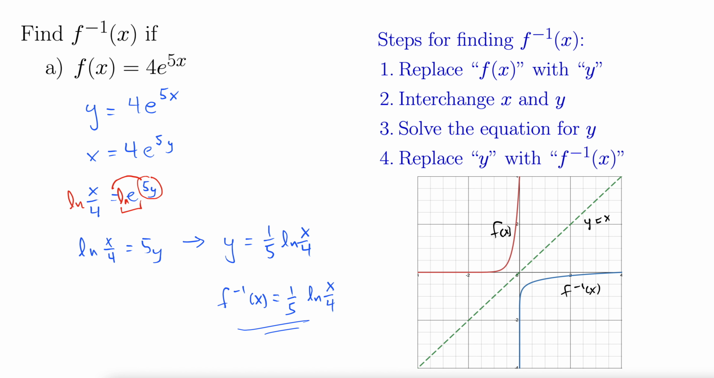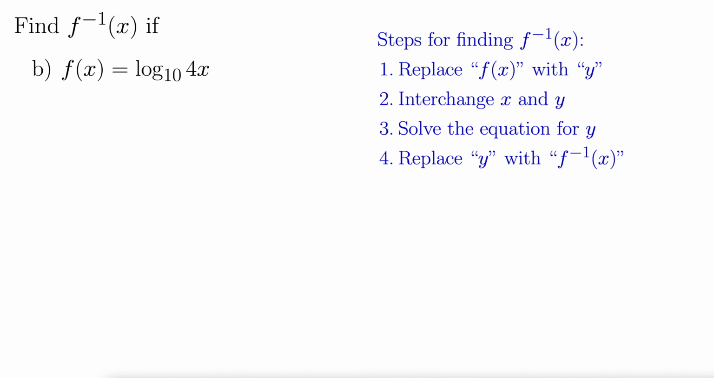Let's try another one. For part B, we have find f inverse of x if f of x equals log base 10 of 4x. Again with our steps, you follow these through every time you want to take the inverse. Some people even skip the swapping and just essentially solve for x, but I like to still swap the variables. Y equals log base 10 of 4x. Swap the variables, and we can solve for y. X equals log base 10 of 4y.